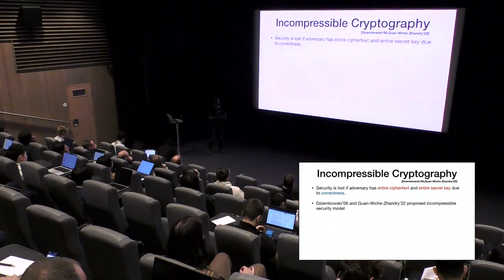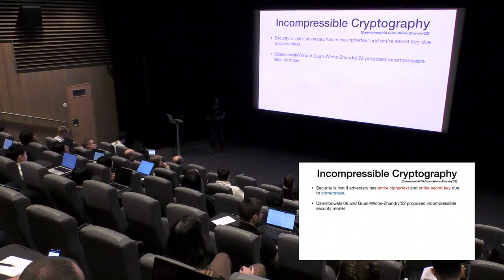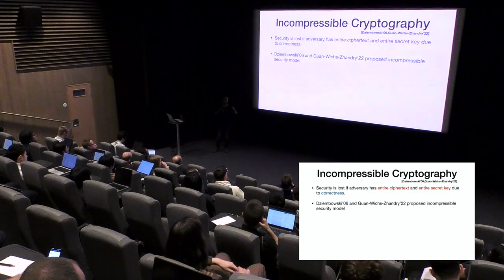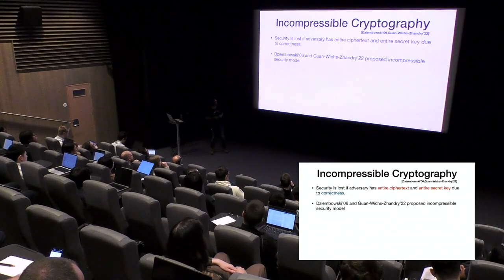This is where incompressible cryptography comes into play. It was introduced by Dziembowski, and later it was extended to the public key setting by Guan and Zhandry. Over here, we assume that the adversary gets the entire secret key, but just a part of the ciphertext. This is different from big key cryptography, where the key is made very large, and because the key is very large, you get only a part of the secret key.